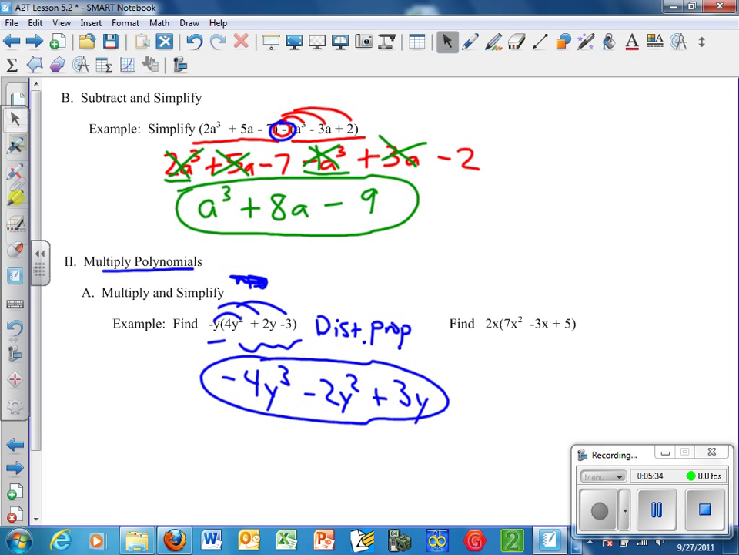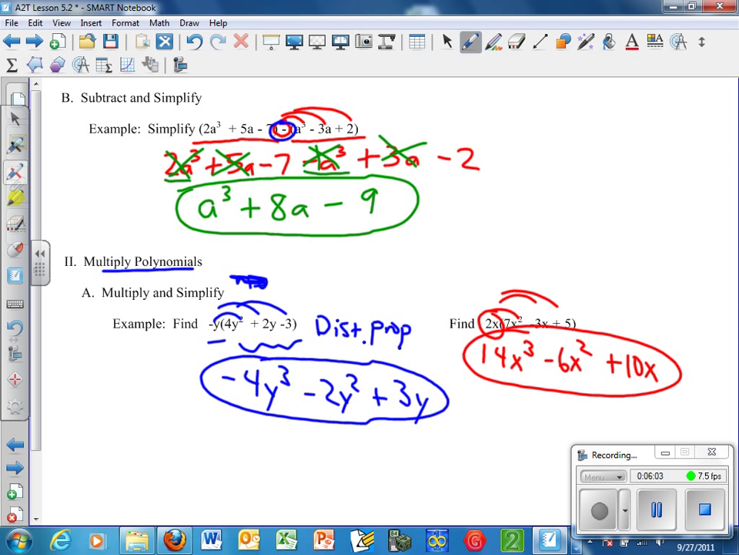If you look at the next one here, again, it's a monomial, a single term. We're going to distribute that to all three terms. So 2x times 7x squared is 14x to the third. I take x to the first times x squared, add the exponents there. I'm distributing a positive, so positive 2 times negative 3 is negative 6x squared. X times x there is x squared. And then 2x times 5 would be plus 10x. And that's as far as you can go. None of those are like terms.